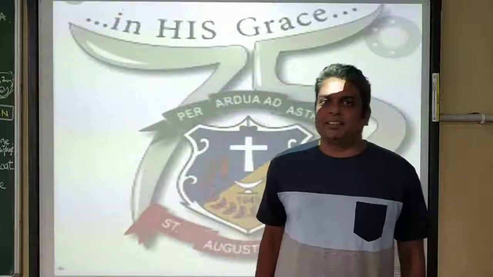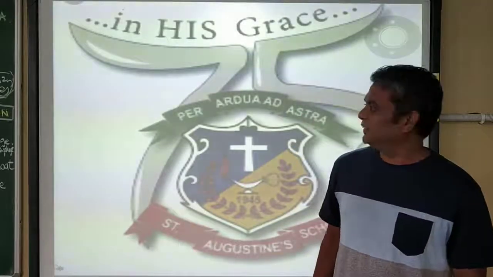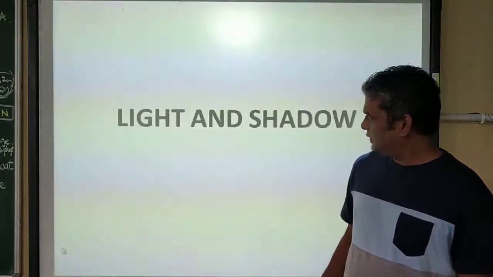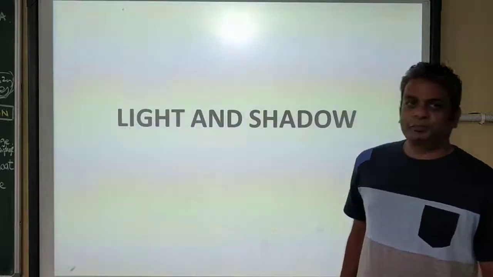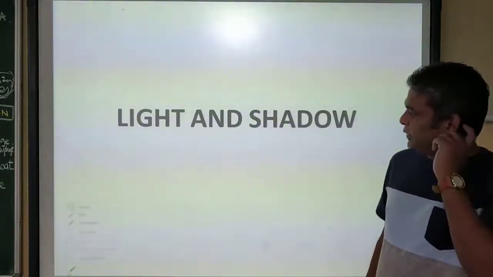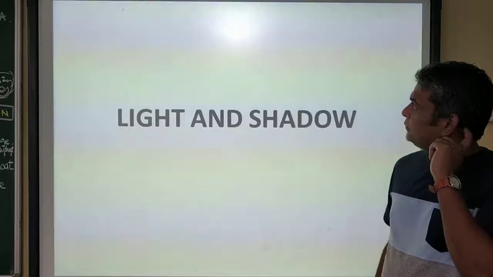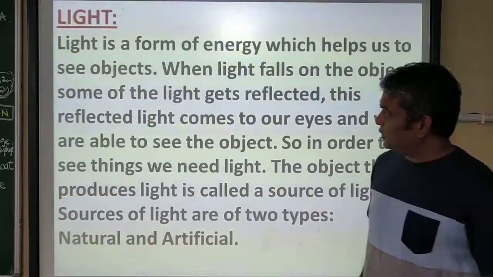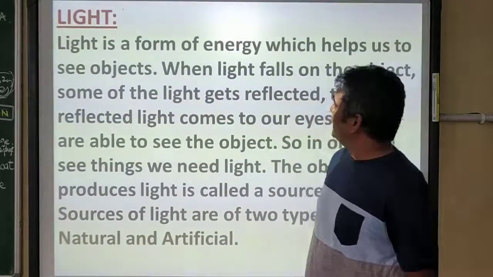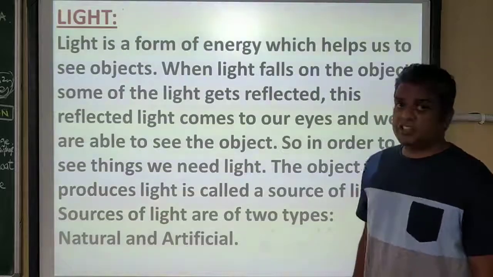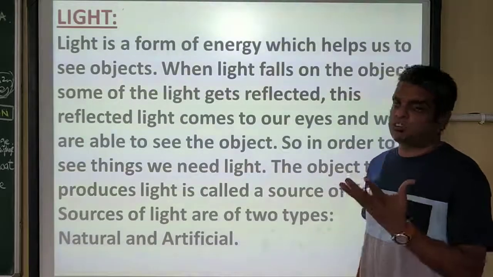Hi everybody, this is the next chapter of science, that is light and shadow. Let us understand a little bit about light. What is light? Light is a form of energy which helps us to see objects. Without light you cannot see.